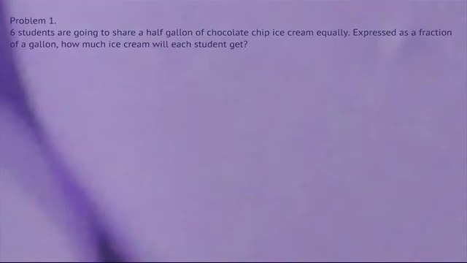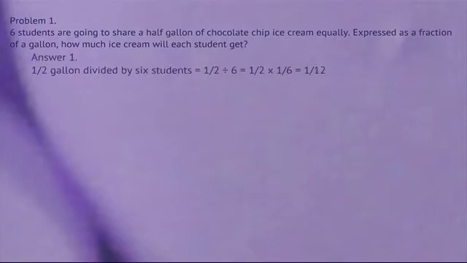Let's try a problem. Problem 1. 6 students are going to share a half gallon of chocolate chip ice cream equally. Express as a fraction of a gallon how much ice cream each student will get. So the answer: 1/2 gallon divided by 6 students equals 1/2 divided by 6 equals 1/2 times 1/6 equals 1/12.